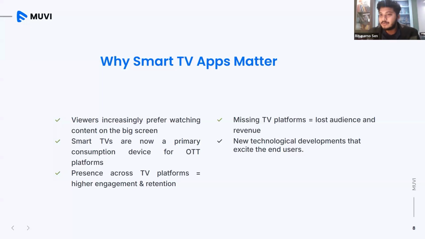It's only because of the viewers. Be it any business, ultimately the consumer, the customer is the king, right? In this case, the viewers increasingly prefer watching content on the big screen. They want this whole big screen cinematic experience, right? So smart TVs have predominantly become a primary consumption device for OTT platforms.